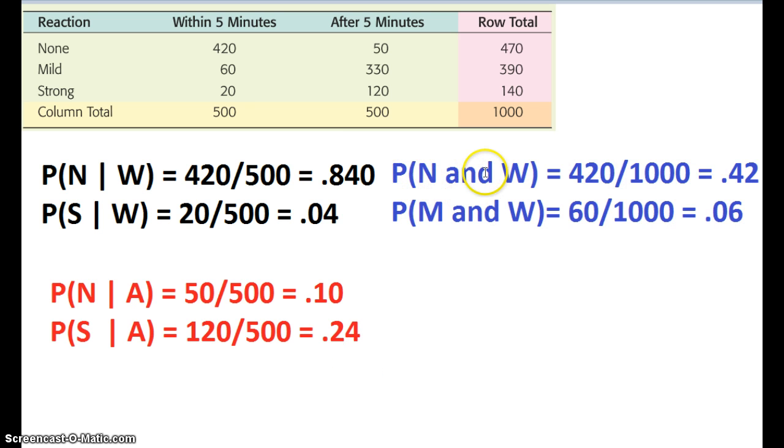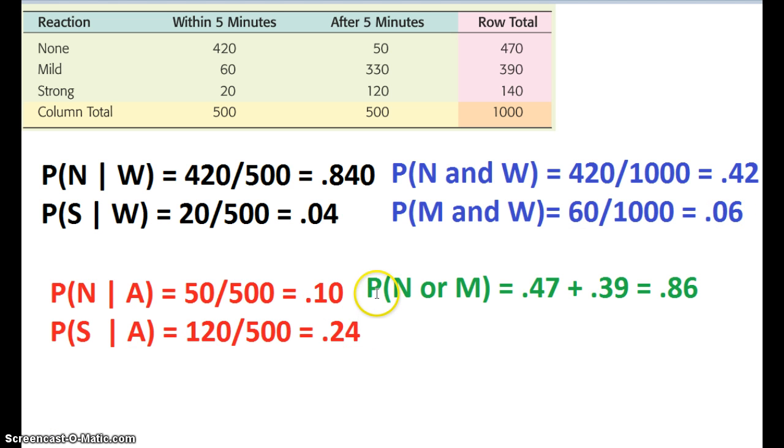Looking at some probabilities for part D here. The probability of no reaction and washing, just find that in the table. So no reaction and washing is right here, 420. There's 420 people who meet that criteria out of the 1,000 total, 0.42. Probability of a mild reaction and washing, find those people in the table. There's 60 of them. Out of a total of 1,000 gives you 0.06.